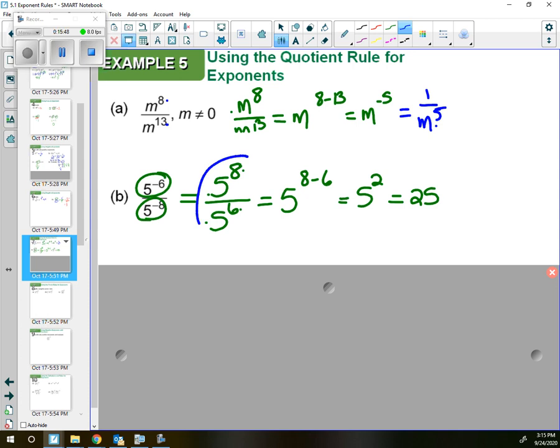Now, if you want to, again, you can do the where do you have more. So look back where they're positive. That's the easiest way. Where do you have more 5s? On top. How many more 5s do you have on the top than you do on the bottom? 2 more, so it's a 5 squared. It's a nice way to think about it for common sense.